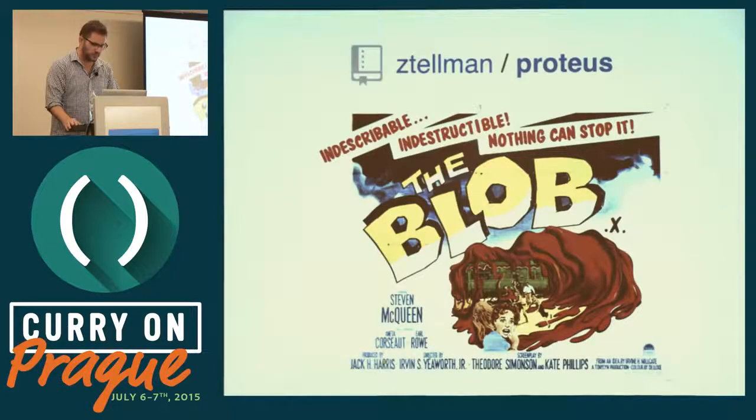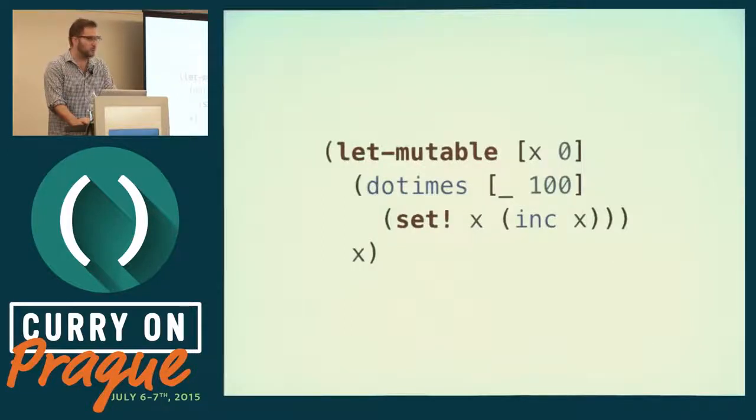Another sort of slightly ridiculous thing that you can do in this vein was a library that I wrote kind of just to play around with this idea. Oh, 5 minutes. Okay. Was a library called Proteus, which just defines a let mutable macro, because Clojure, of course, is an immutable language.